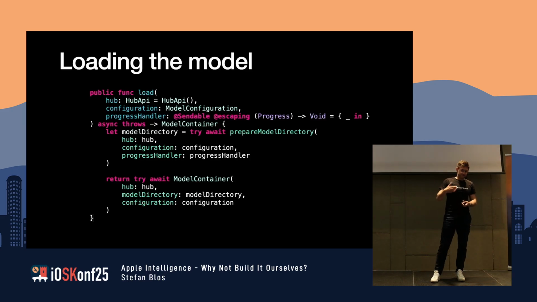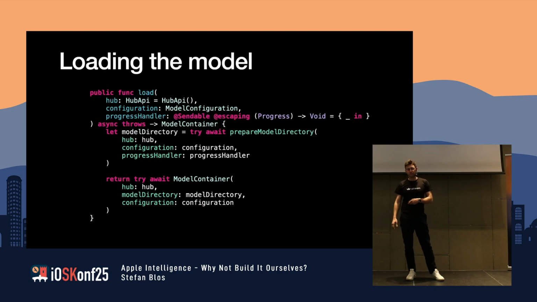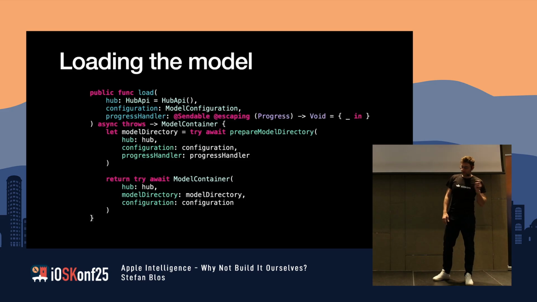I'm hiding away some of the complexity here. For example, the prepare model directory function does quite some logic. But the good news is that most of that we can take from existing code. For example, from the Swift examples repository, most of the code can be reused and just tailored slightly towards our use case. So this is great. All right, so we have loaded the model.